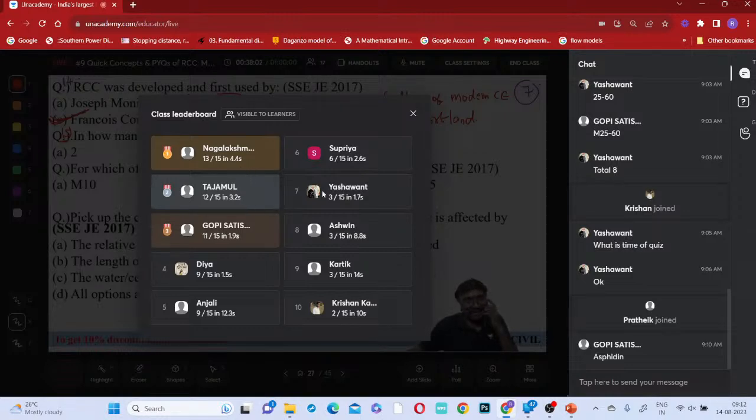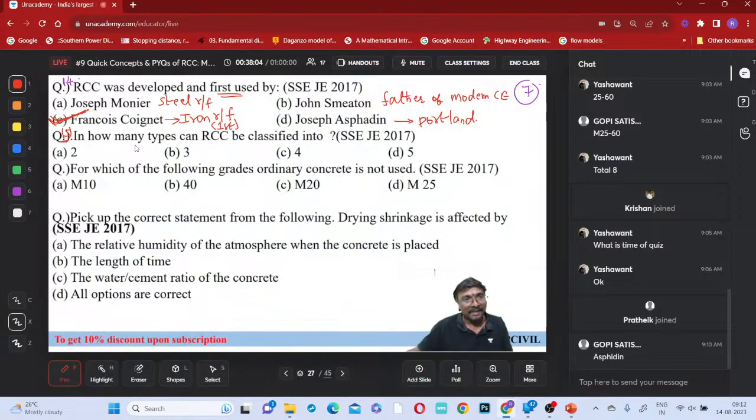Nagalakshmi first, Tajamal second, and Gopi third. How many types can RCC be classified into, if you just observe? So two types, right? What is that you can say? That first one is what? Cast in situ.